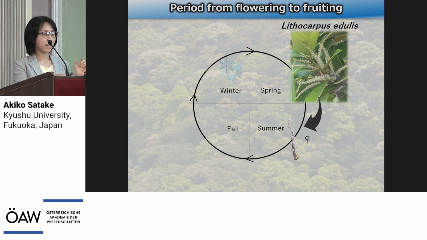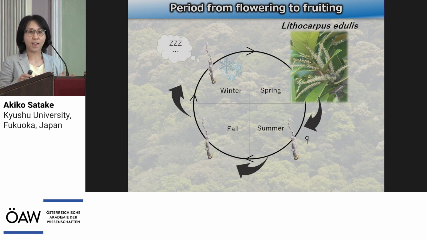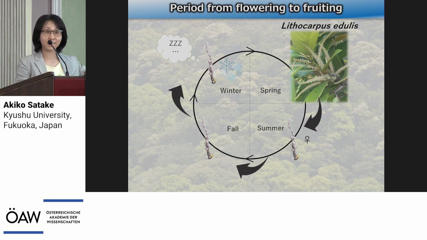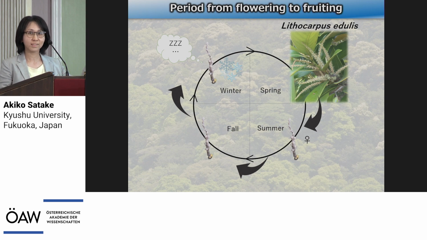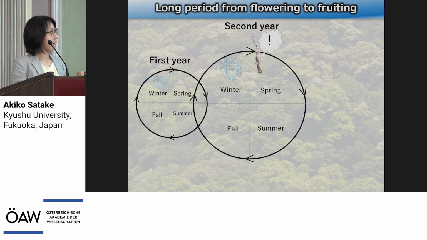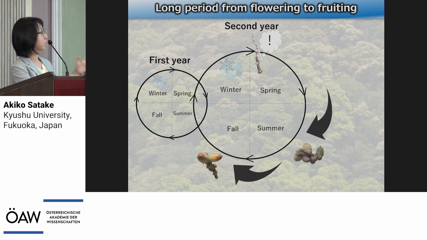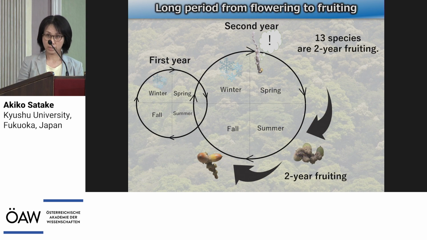And in fall and winter, nothing happens within this flower. They are almost sleeping, dormant. But next year, after winter, they awake and fruits start developing, and fruit is produced in the fall of the next year of flowering. So these species are called two-year fruiting species, and the majority of species in Japan are two-year fruiting.